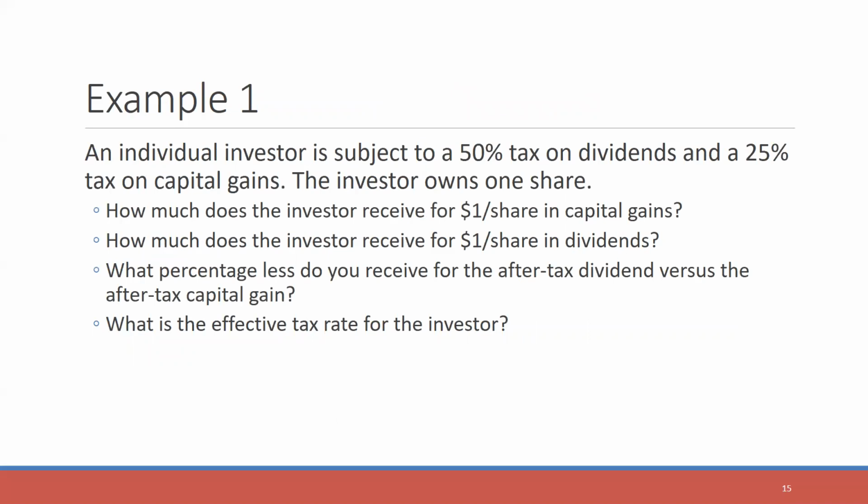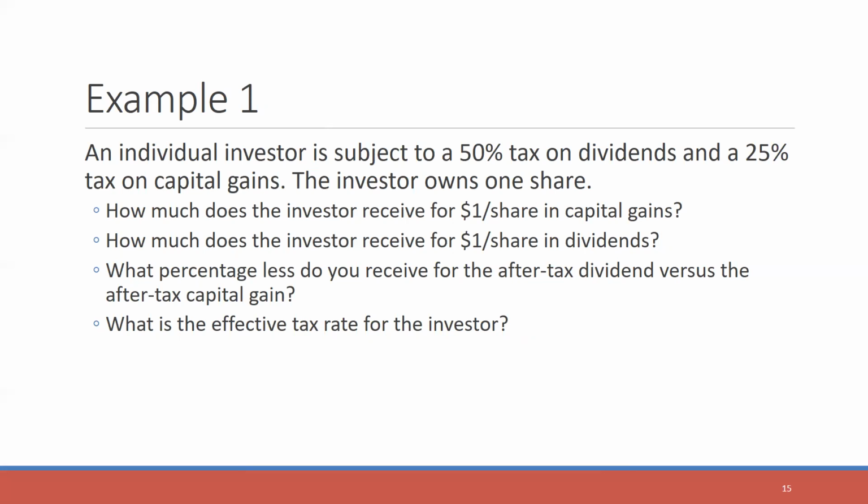An individual investor is subject to a 50% tax on dividends and a 25% tax on capital gains. The investor owns one share. How much does the investor receive for a $1 per share in capital gains? Hopefully this is very intuitive. We know that the investor is taxed at a rate of 25% on capital gains, so they'll only be receiving 75 cents of that dollar that they're promised in capital gain.